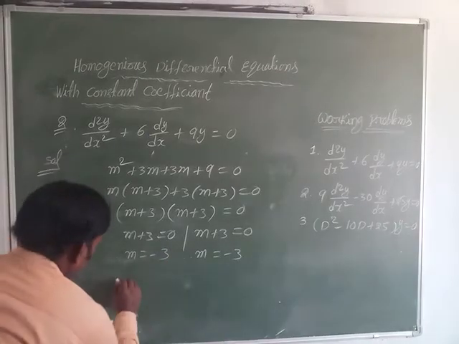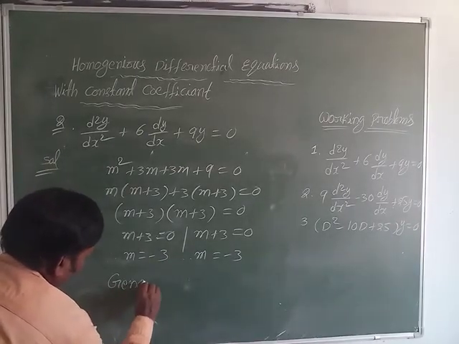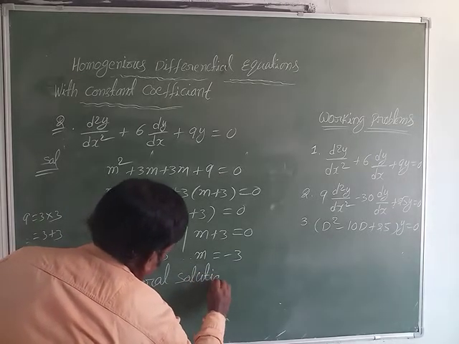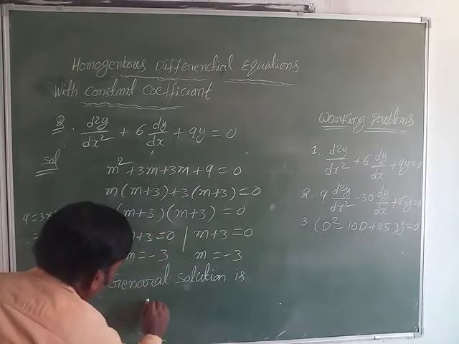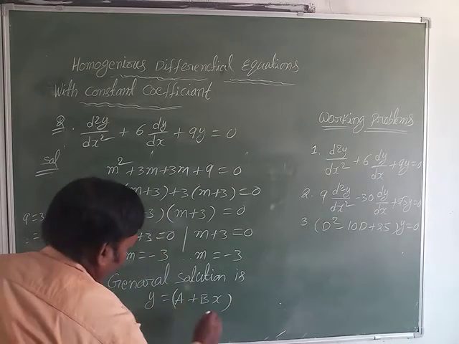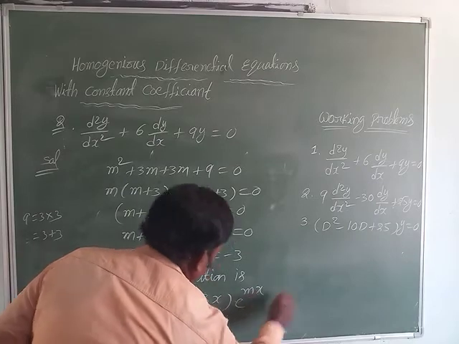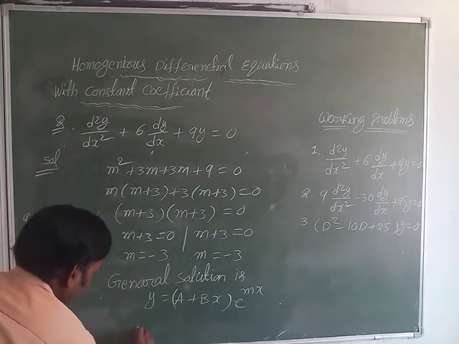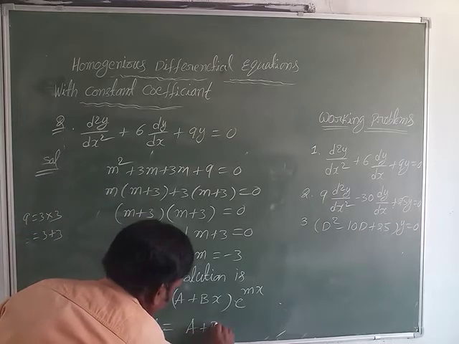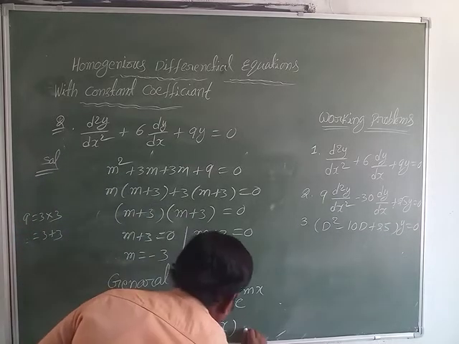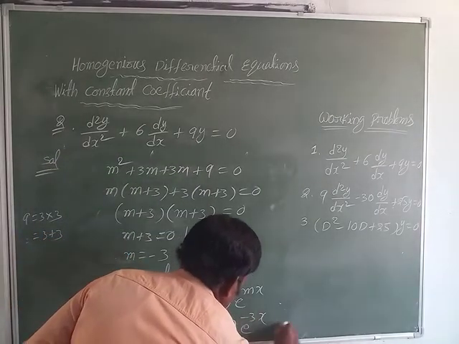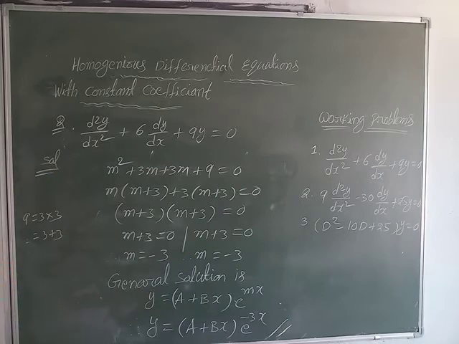Then the general solution is y is equal to (A plus Bx) e to the power of mx. So our final answer is y is equal to (A plus Bx) e to the power of, what is the m value here? Minus 3x. This is our final answer.